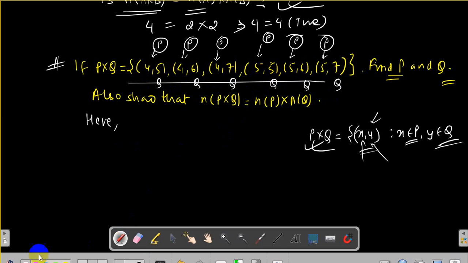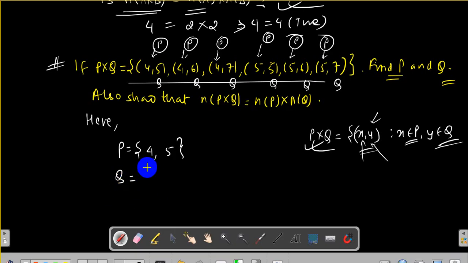That means set P can be written as 4, this 4, this 4 and this 4. So it is not necessary to write them again and again. You can just write only one. And what is here? Here is 5, so write 5. Any other elements beside 4 and 5 in P? No. So the elements of set P are 4 and 5.